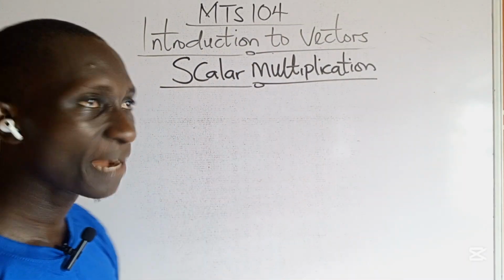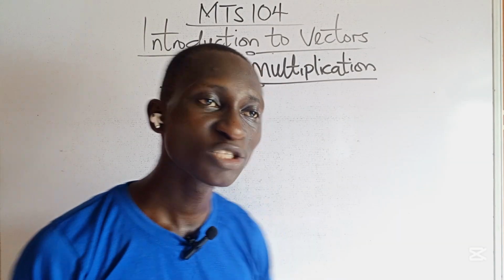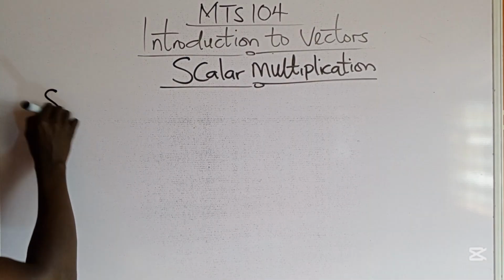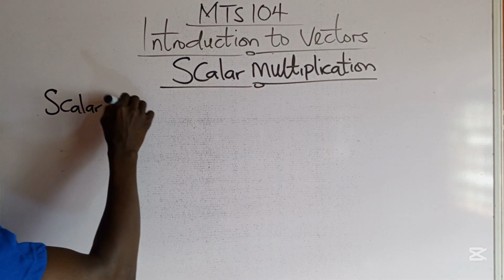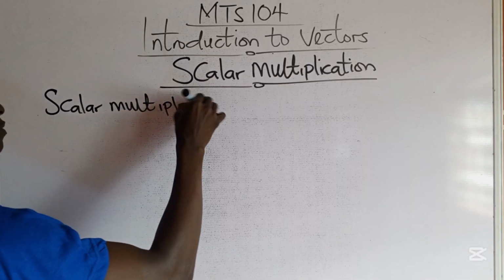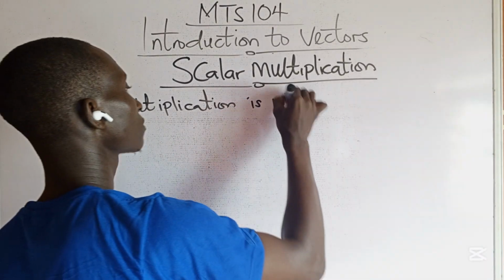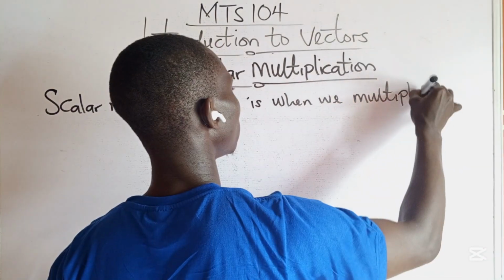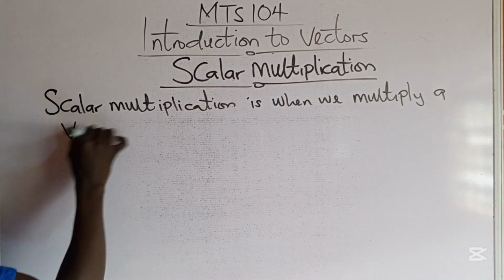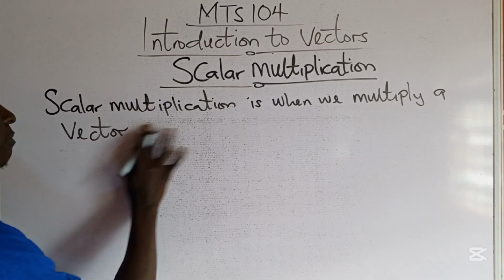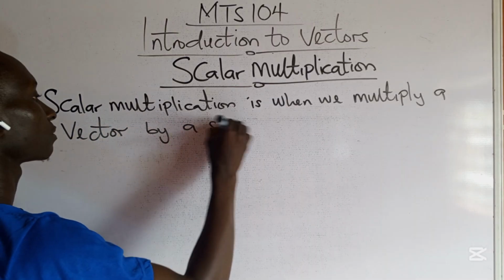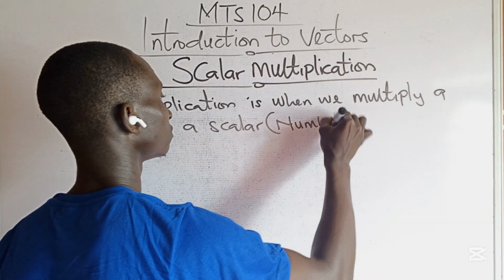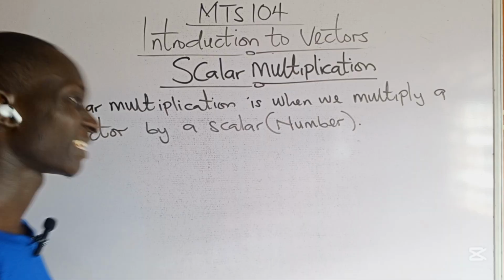Now, what do we mean by scalar multiplication? Scalar multiplication means to multiply a vector by a scalar. In that form, a scalar simply means a number. It's as simple as that.